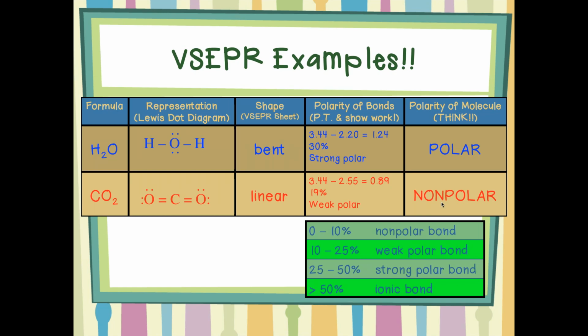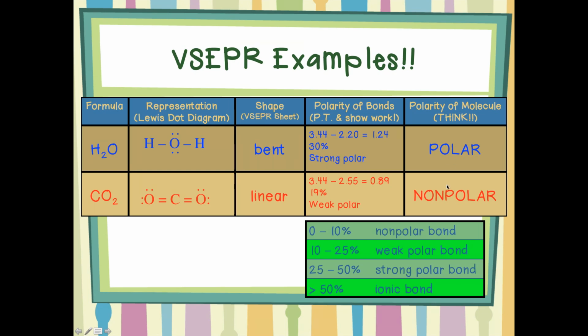That is the VSEPR theory. So the idea here is that you are using what we already know to draw the structure, the new stuff, either looking at the shape sheet or using the website to figure out the shape. This is a review, figure out the polarity of the bonds, and then it's polarity of bonds and shape together to figure out the polarity of the molecule.